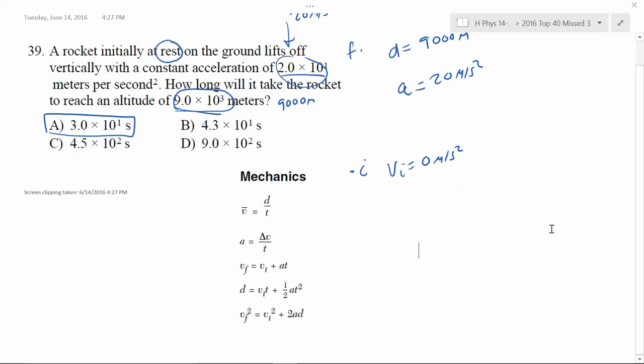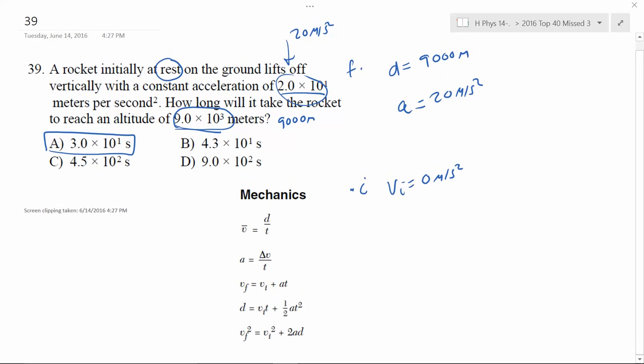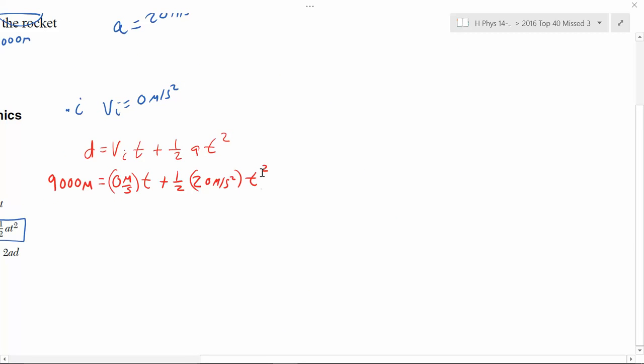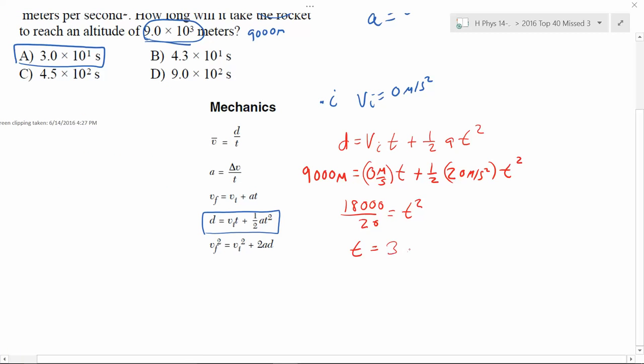Now it's a matter of picking an equation where you know everything except the thing you're trying to find out. The thing we're trying to find out is time. This is our best equation to use here. Equation without anything in it. Substitute with units. t equals 30 seconds, which of course, just to be contrary, is 3 times 10 to the 1 seconds. The answer is A.